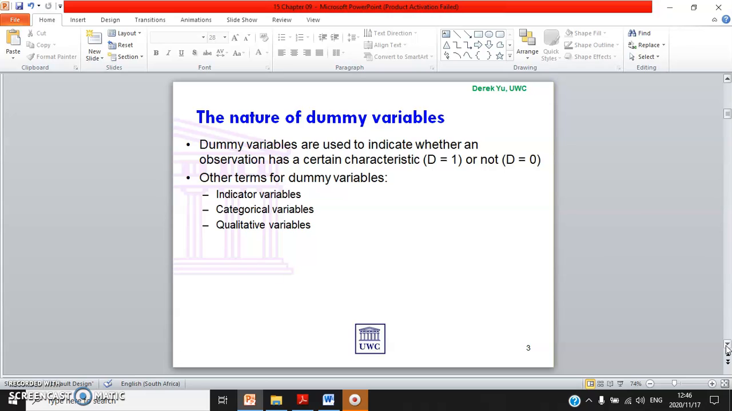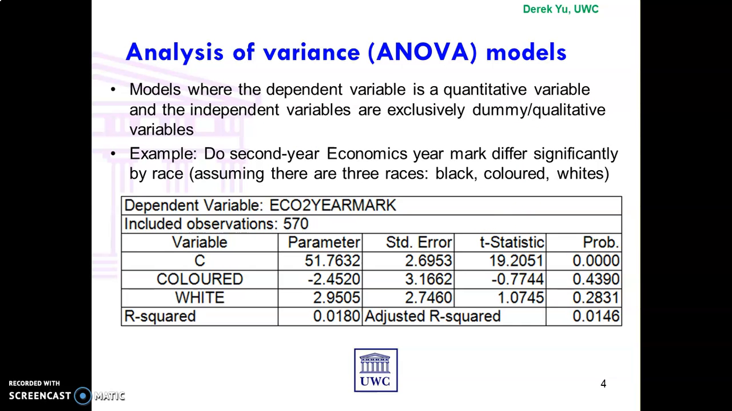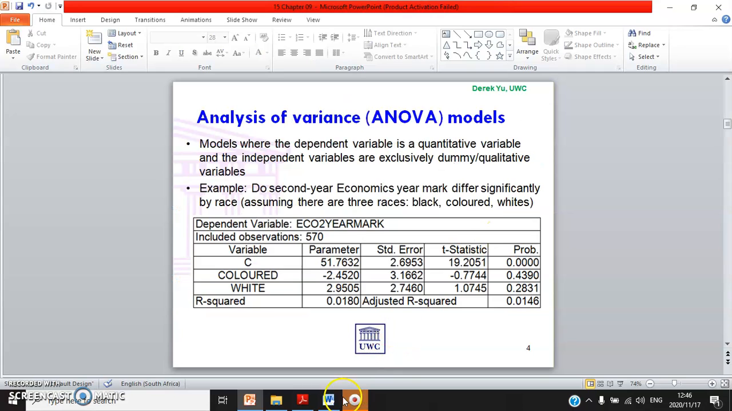Okay, and then just to give you some basic ideas on the dummy variables, either 1 or 0. So 1 means yes, the person meets the requirement, and then 0 means no. So it is binary, either 1 or 0. And then usually the dummy variable is derived from a categorical variable.